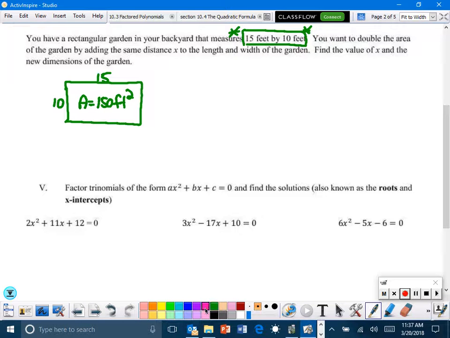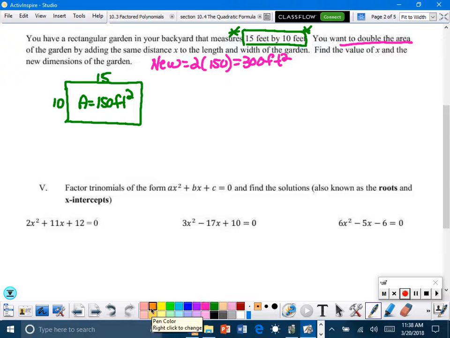Now, we want to double the area of the garden. Okay, well, if I'm going to double the area of the garden, the new garden is going to be 2 times the 150, because when you double something, you multiply by 2. So the new garden is going to need 300 square feet. Okay, what else does it say?